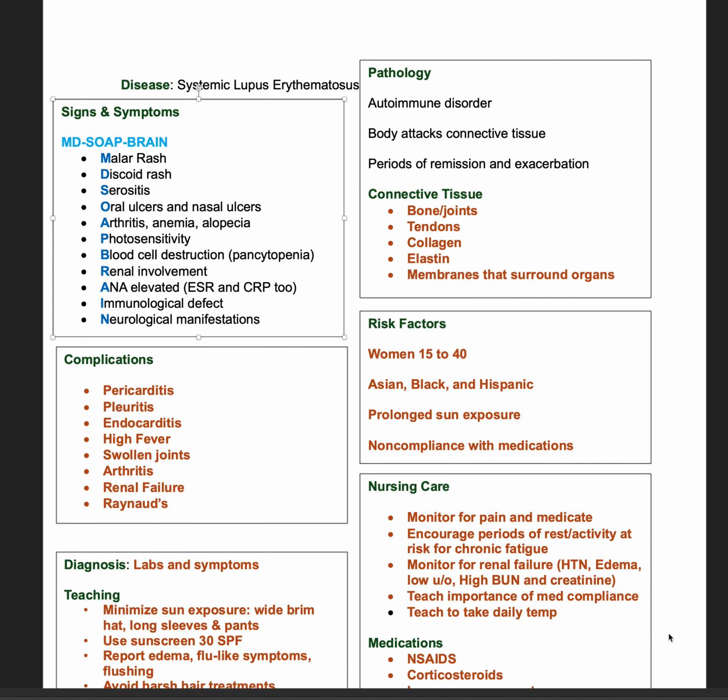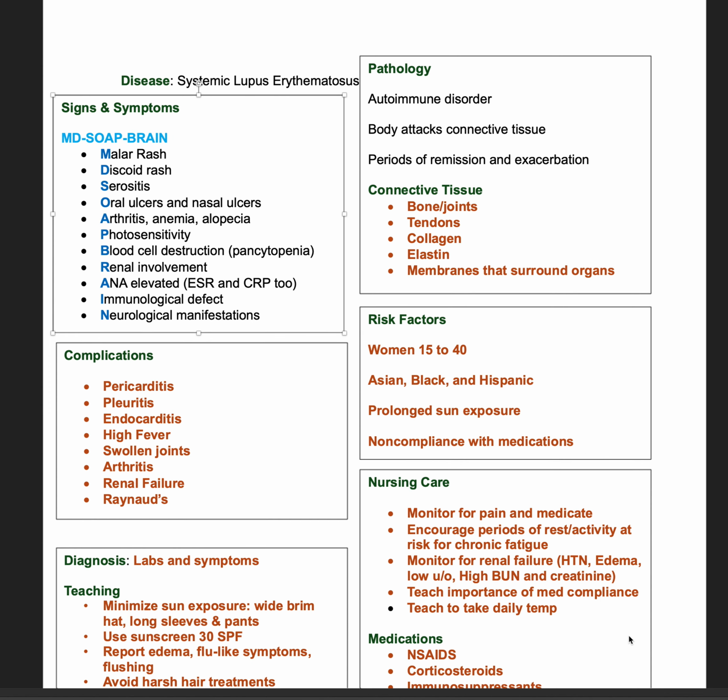Monitor for renal failure. So, what you'll see is edema. They'll have hypertension, a low urine output, and a high BUN and creatinine. I talked about med compliance, super important, and they need to take their temperature daily.